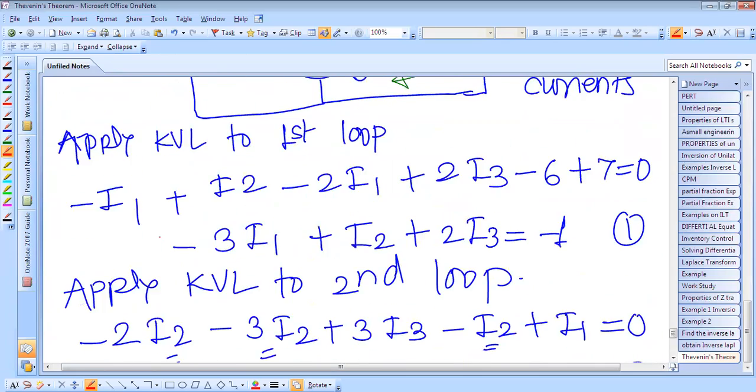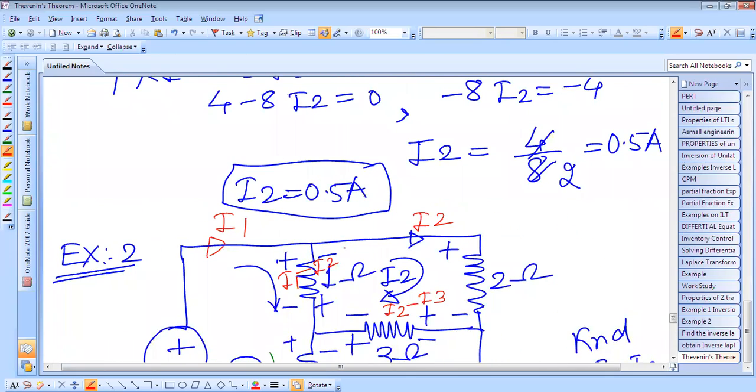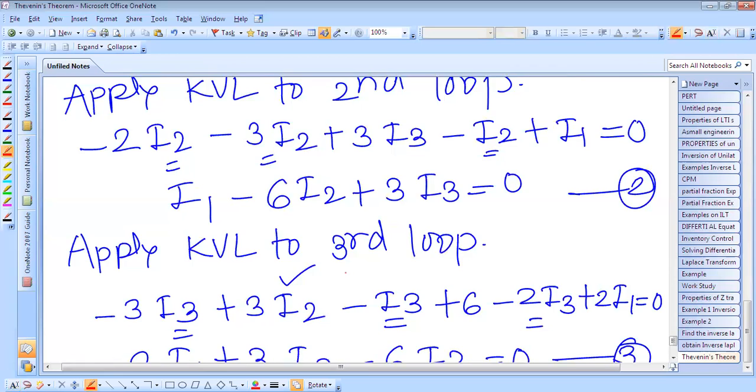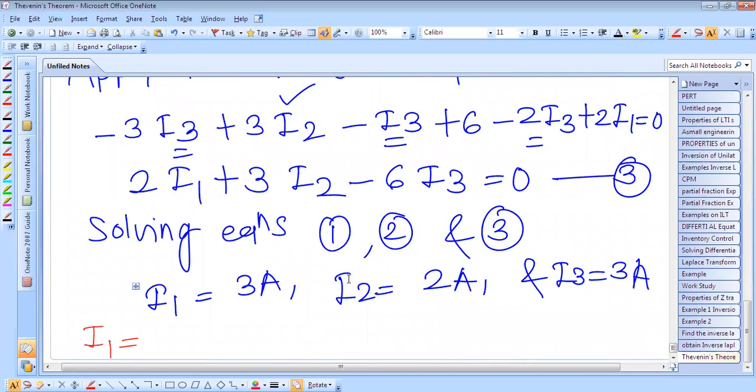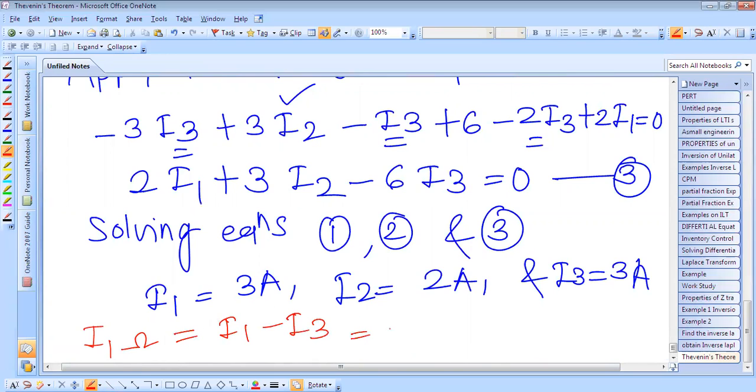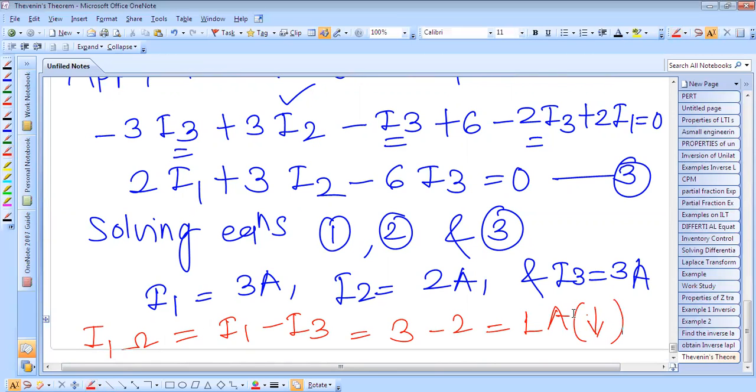So we'll find the current flowing through this 1 ohm resistance. The current flowing through this 1 ohm resistor is I1 minus I3. So I1 is here 3, I3 is here 2, and therefore this is 1 ampere. Okay, direction of current is from top to down.